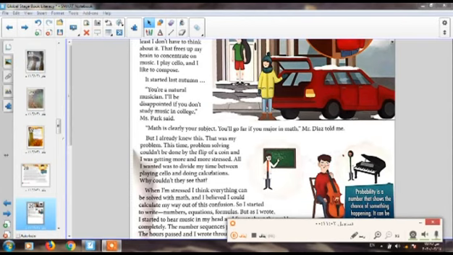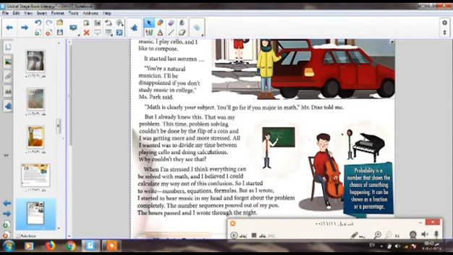That was my problem. This time, problem solving couldn't be done by the flip of a coin, and I was getting more and more stressed. All I wanted was to divide my time between playing cello and doing calculations. Why couldn't they see that?